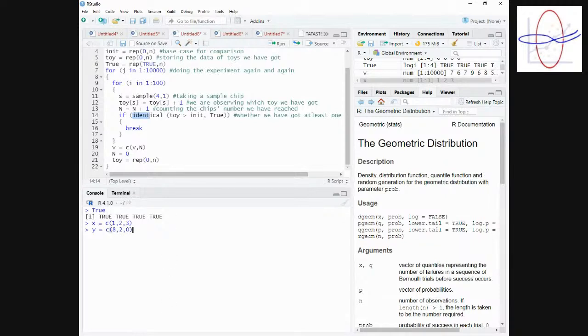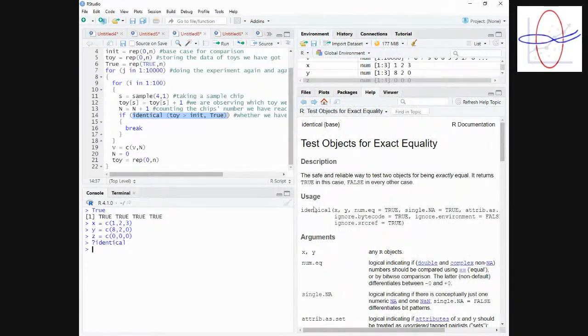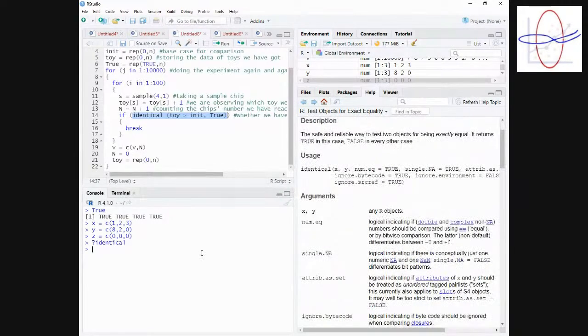Okay, and let's take z is equal to c(1, 0, 0, 0). If we do this, what's the identical function? I will just check it out for you. It checks whether two vectors x and y are identical or not.